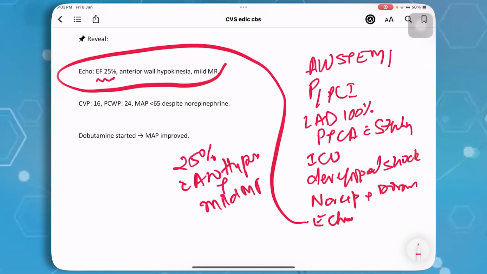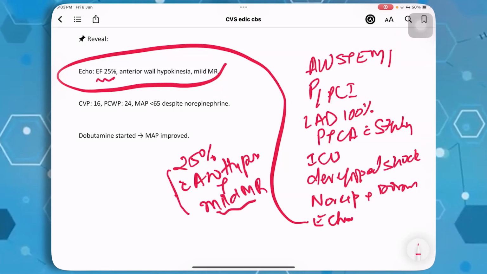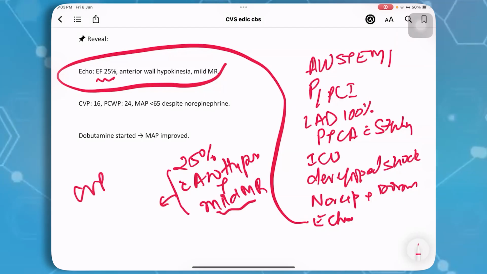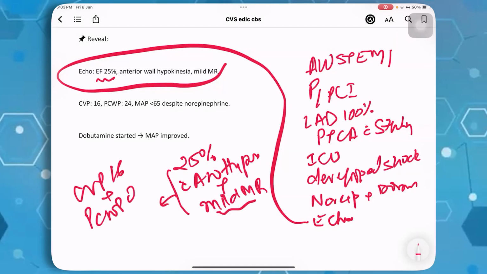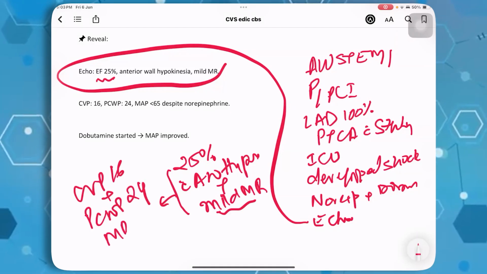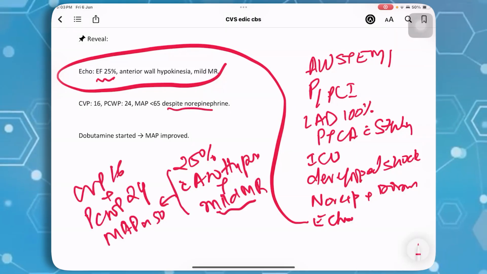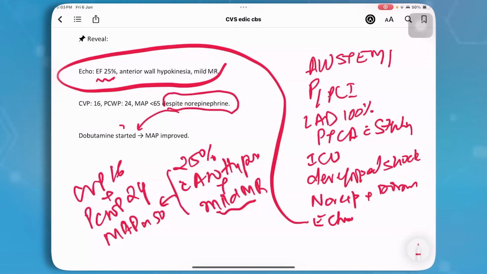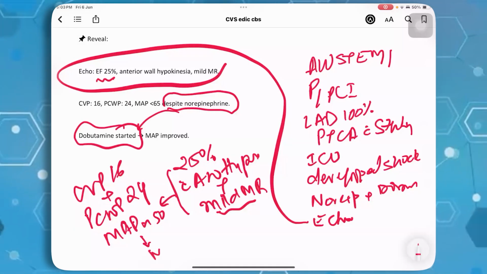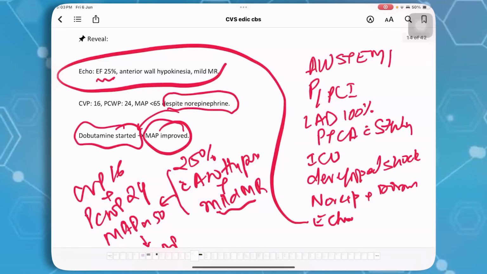Thank God there is a mild MR only. There is mild mitral regurgitation. Along with that, CVP is 16, pulmonary capillary wedge pressure is 24, and mean arterial pressure, as we saw, is close to 50. So norepinephrine is going on. So we added dobutamine, and the mean arterial pressures improved. It is not mentioned how much, but it improved.